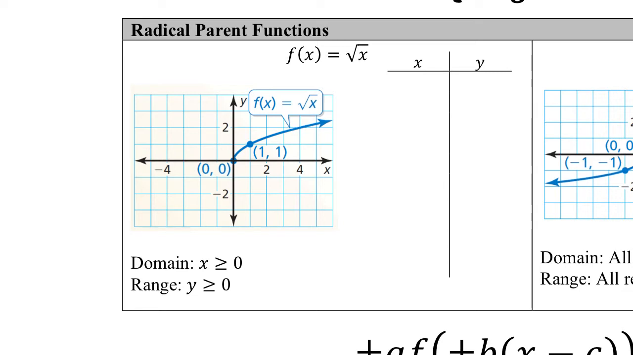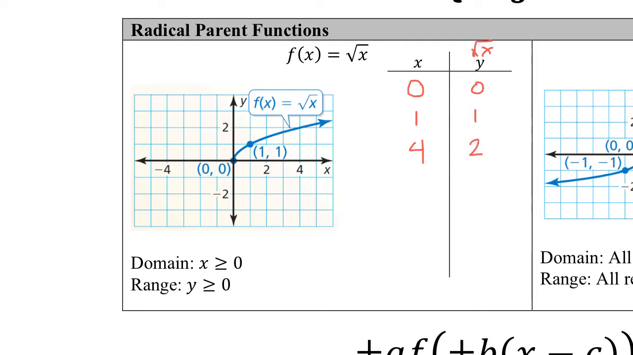So when you make your table for your parent function for a square root, the first x that would be nice to use is a 0, because if you take the square root of 0, your y value becomes a 0. Now I can take the square root of 1, that's a perfect square, so square root of 1 is 1. I don't want to use a 2 though, because there isn't a nice pretty number for the square root of 2. So the next perfect square is actually 4. And if you take the square root of 4, you get a 2.